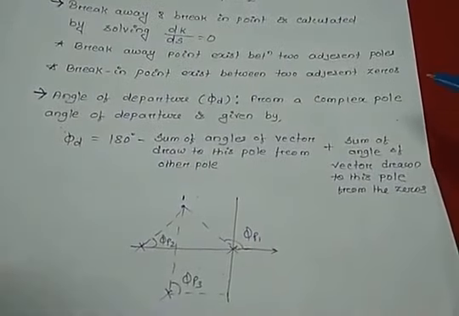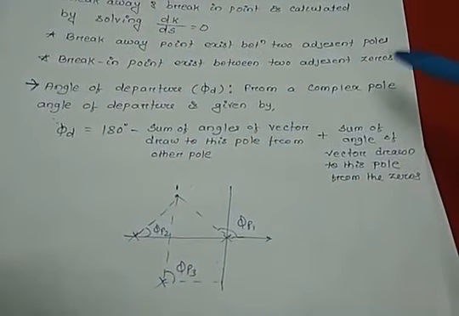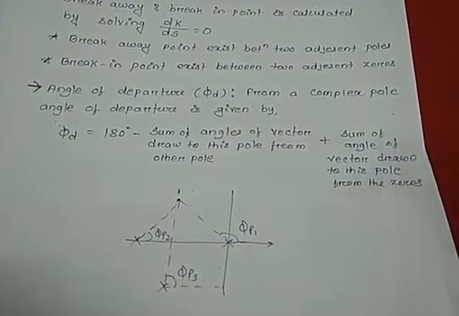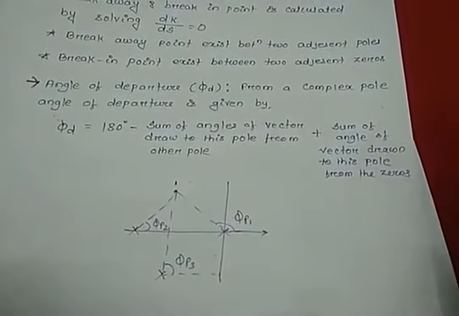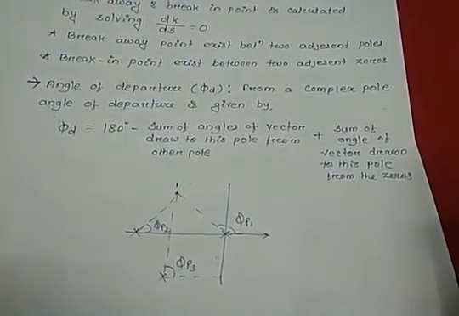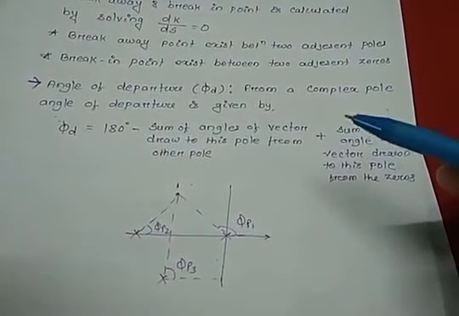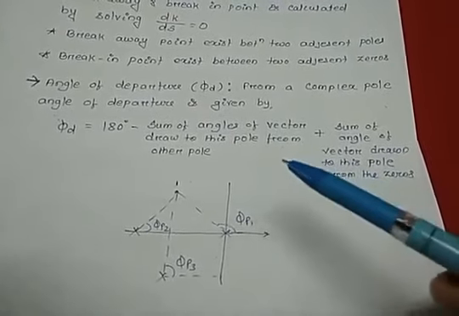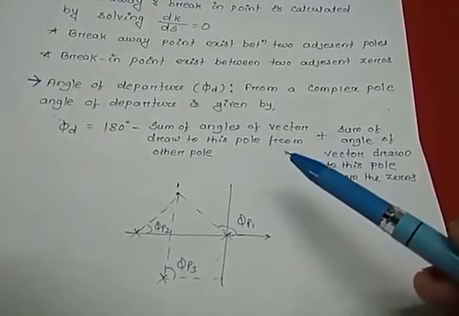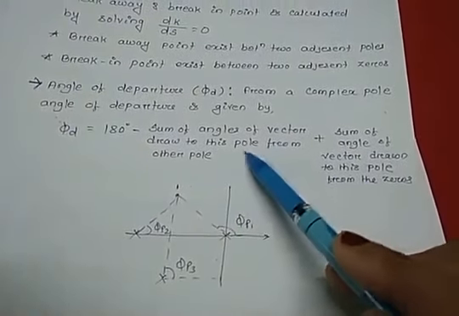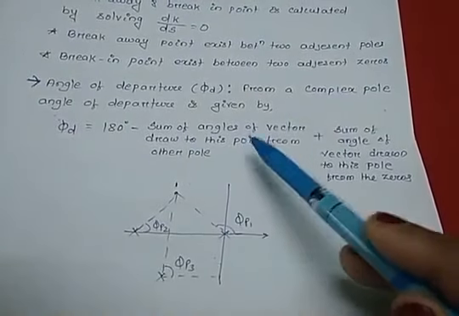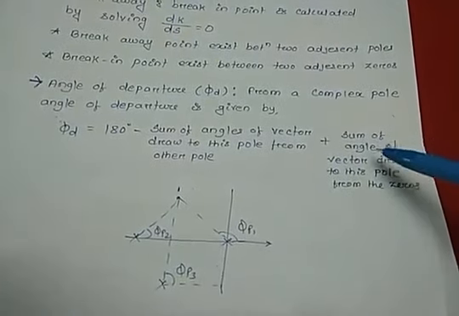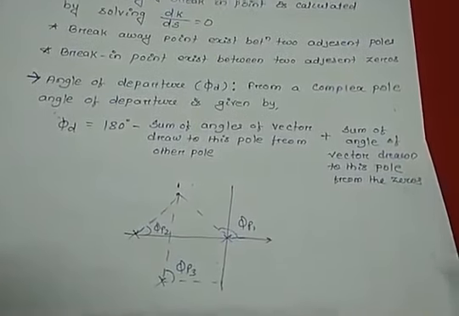Then we have to find the angle of departure. Here you have to remember, when we get a function with a complex pole, we have to find the angle of departure. If the function does not contain any complex pole, then we don't need to calculate the angle of departure. Angle of departure is defined as 180 degrees minus the sum of angles of vectors drawn to this pole from other poles. That means we have to take one reference pole, and taking this reference pole, we find the angles of other poles, plus the sum of angles of vectors drawn to this pole from the 0s.